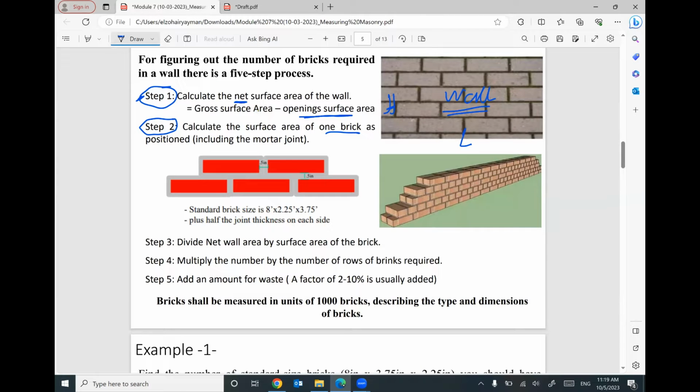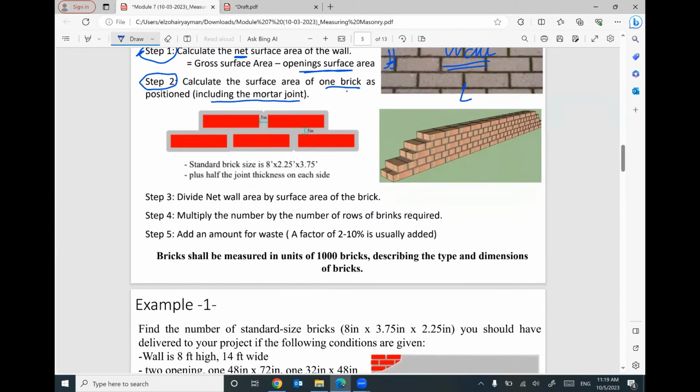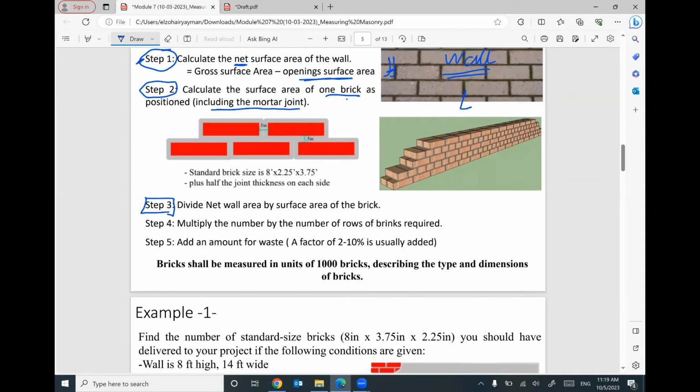Calculate the surface area of one brick, including the mortar joint. Once you get the two areas from step number 1 and step number 2, step number 3 is to divide the area from step number 1 by the area from step number 2 to get the number of bricks. This number of bricks is not final. We need to adjust it if... Step number 4, this is if.